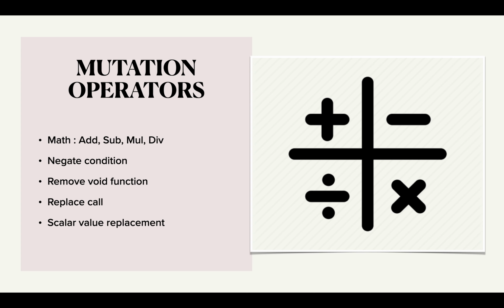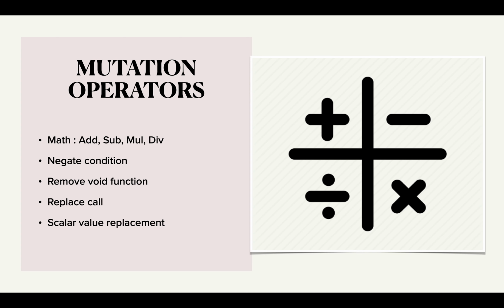This operator removes a call to a void function from LLVM IR code. The void function calls can be represented by two instructions in LLVM IR, that is call and invoke. Coming to replace call, this operator replaces a function call whose return value is an integer or floating point scalar value.